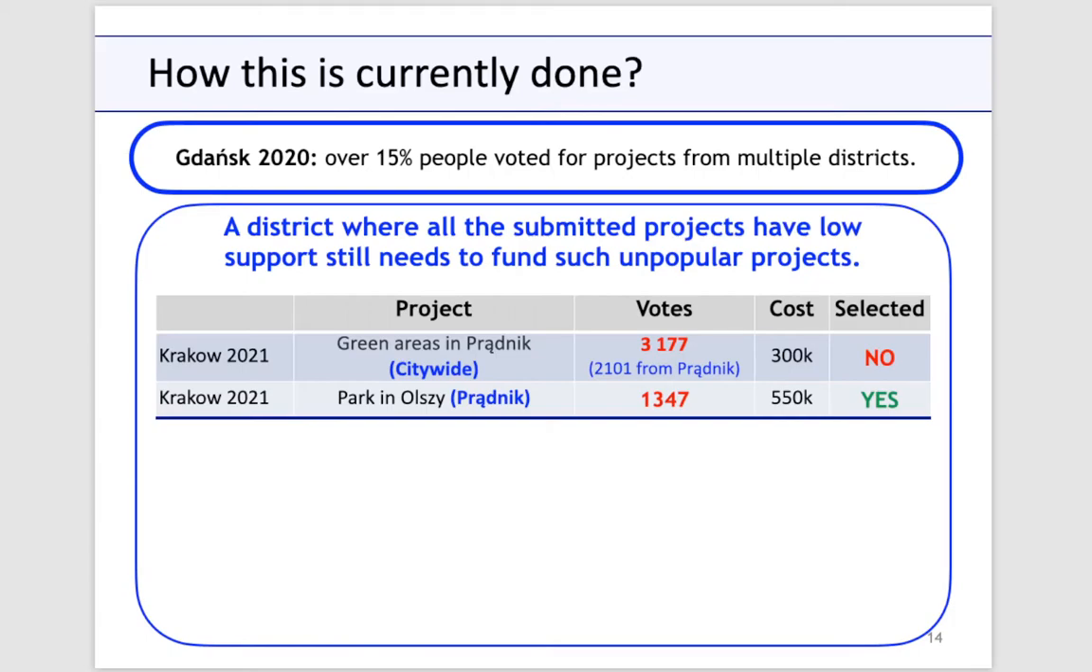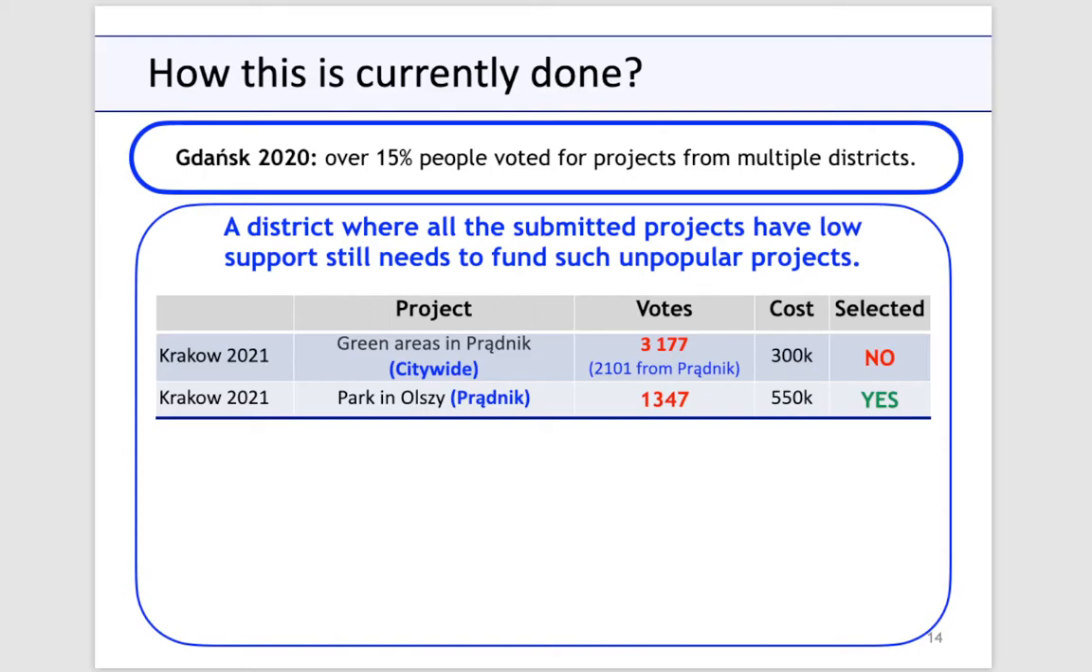One such citywide project was about building green areas in Prądnik, the district of Prądnik, and this project received a relatively high support of over 3,000 votes, and over 2,000 of those votes were cast by voters who live in the district of Prądnik. This project cost 300,000 Polish zlotys.